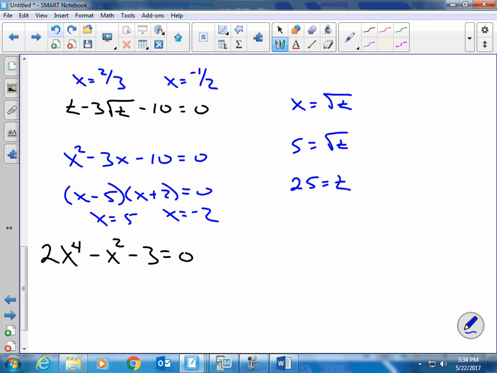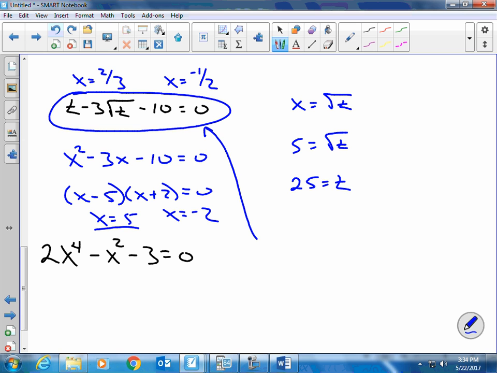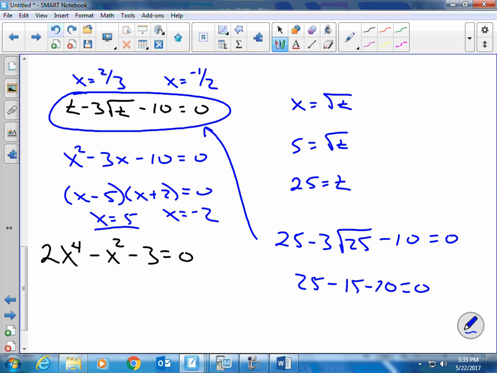Notice I don't use x equals 5. That's not my answer. There are no x's in my original problem. The answer is t equals 25. You want to plug it in to make sure? Let's plug in t equals 25 into that. So I get 25 minus 3 times the square root of 25 minus 10, and that should give me 0. I get 25 minus 3 times 5, right? The square root of 25 is 5, gives me 15 minus 10 does equal 0.